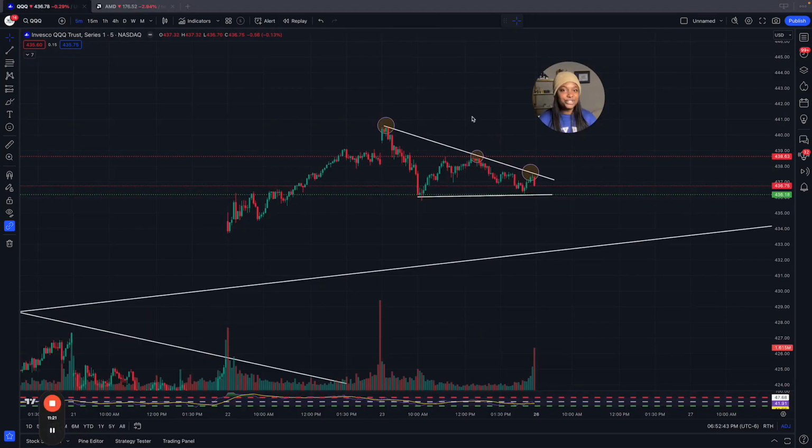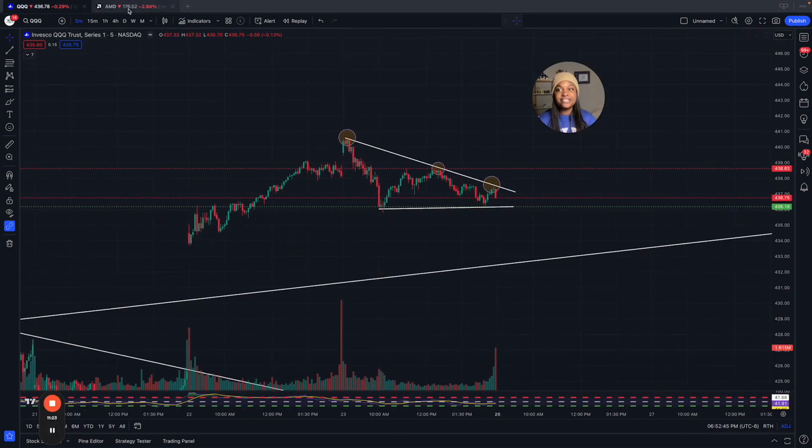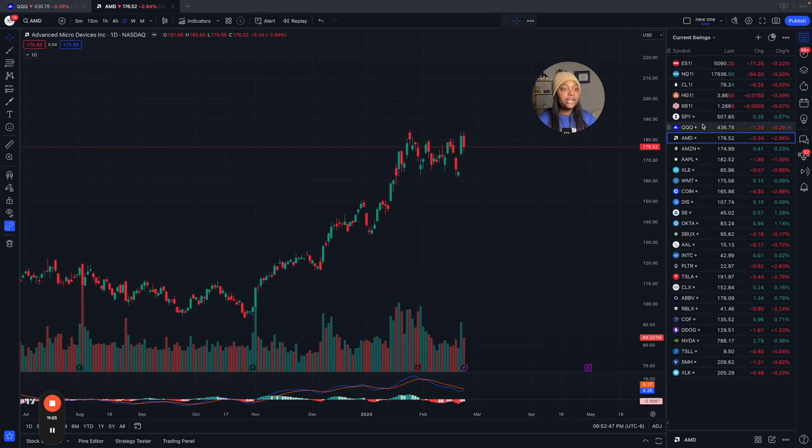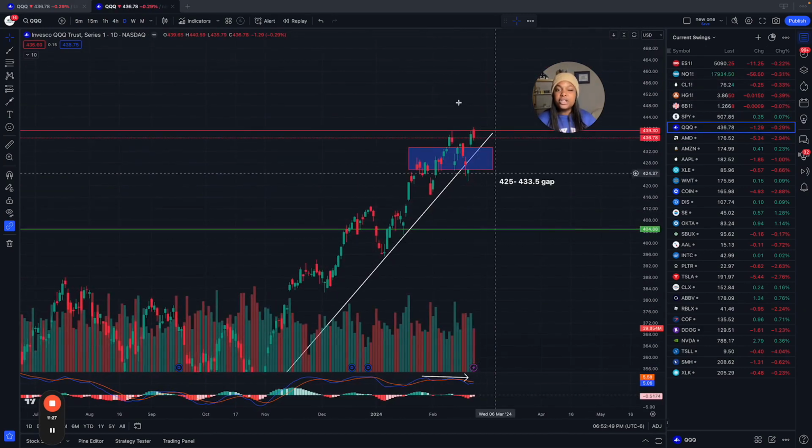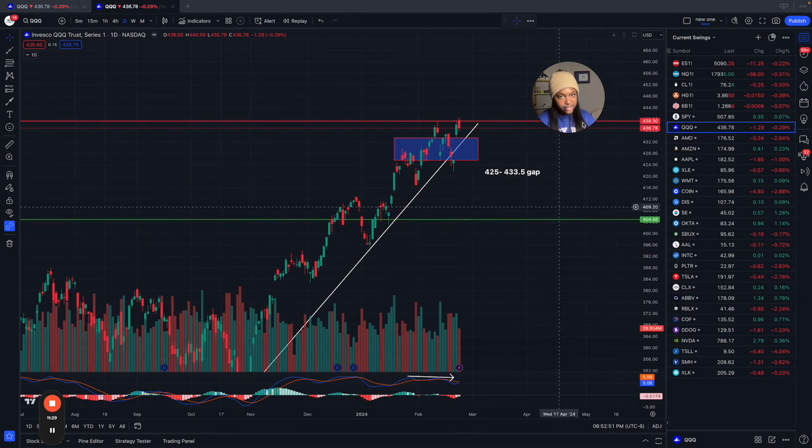Ooh, I forgot I wanted to show you this. Before we get there, this is QQQ. I have it on different layouts. So we already know what we saw in QQQ. We already know we're seeing this bearish divergence. We got our setup.